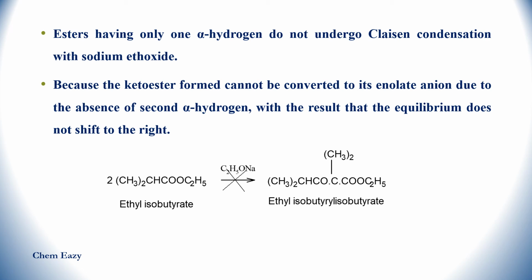For example, if we take ethyl isobutyrate in place of ethyl acetate, which consists of only one alpha hydrogen, here you can see the CH group, there is an alpha hydrogen atom, only one alpha hydrogen atom. From this we can't get the beta keto ester in presence of sodium ethoxide. It means Claisen condensation is not possible with this type of esters.